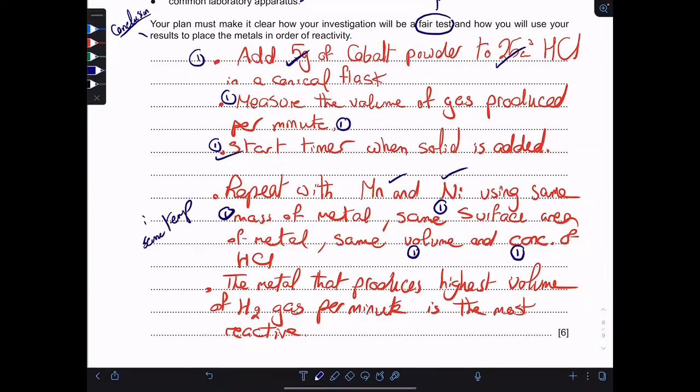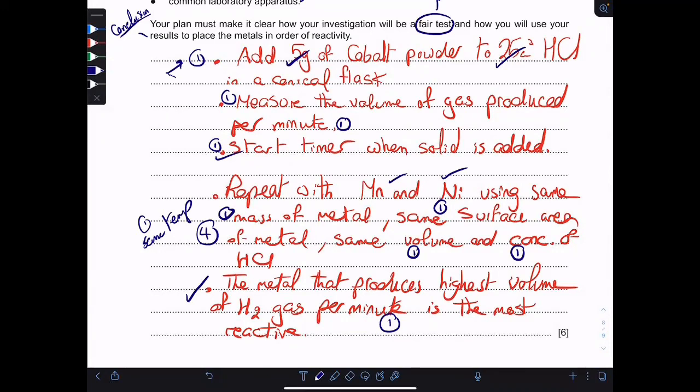And then you need to say that the metal that produces the highest volume of hydrogen gas per minute is the most reactive metal. The largest volume means the most reactive, okay? The conclusion is essential. You must say the conclusion for a mark. You can take up to 4 marks on the fair test: same mass, same surface area, same volume, same concentration, same temperature. You can take 4 marks and you can take the final mark from setting the experiment correctly.